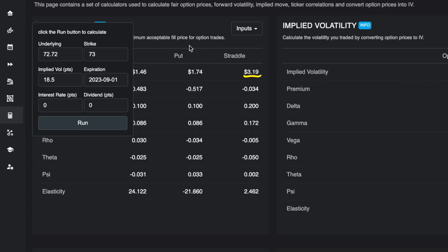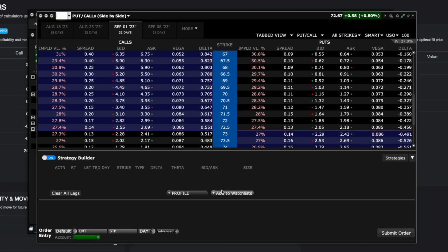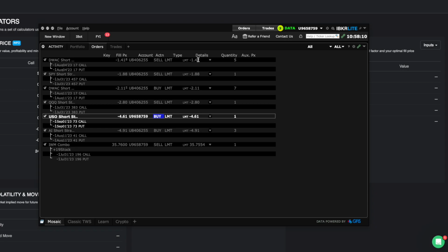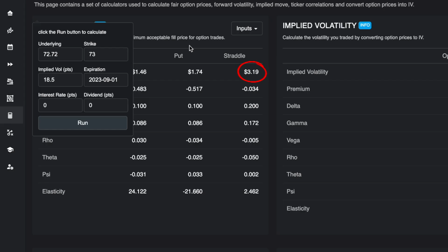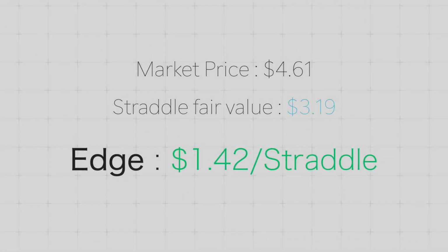Being that this isn't some high-frequency arbitrage strategy, we can afford to be a little less aggressive on our execution. I'll start by putting an order at the ask price, then walking it down slowly. We might be able to uncover some hidden liquidity between the bid and ask spread. After slowly walking my order down, I was able to get a fill at $4.61. Looking at our fair straddle price, this gives us an edge of $1.42 per straddle, or $142 in our trade.